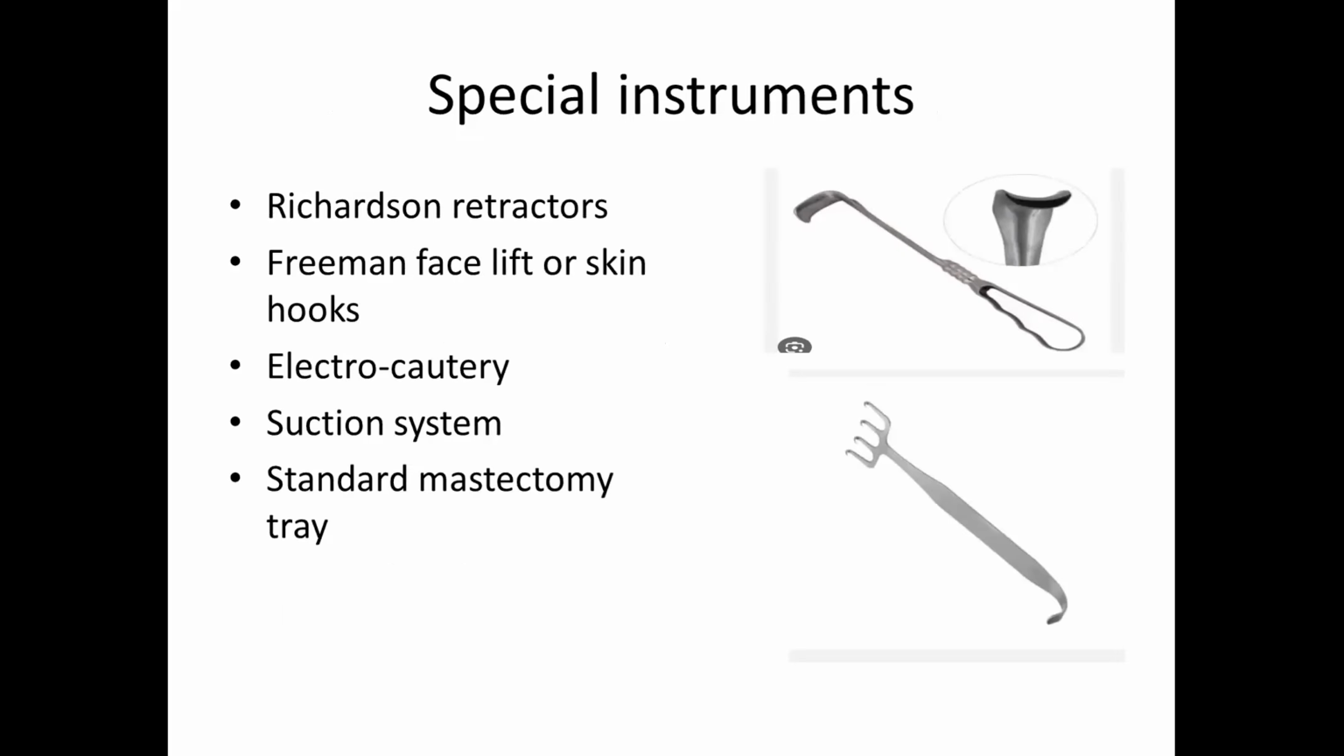Special instruments that are required for modified radical mastectomy include the Richardson retractor, which is this one displayed upward, and then the Freeman face lift or skin hooks, this image displayed down, as well as the electrocautery, the suction system, and then the standard mastectomy tray. It has artery forceps of varying sizes. It has sponge holding forceps. It has dissecting scissors in the form of Metzenbaum scissors.